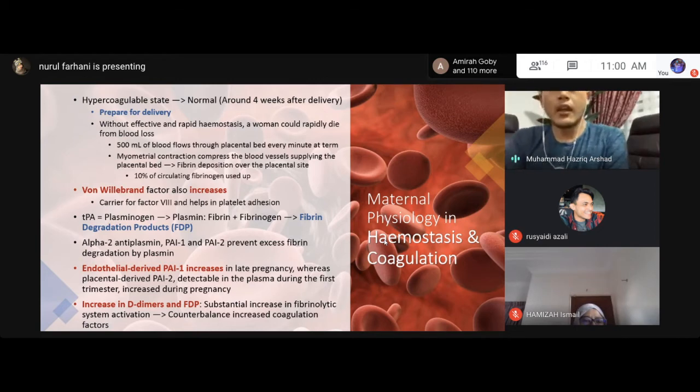Other than that, there will also be an increase in plasminogen activator inhibitor 1 and 2. This will prevent excess fibrin degradation by plasmin, which means plasmin will not degrade fibrin, so fibrin can do its work by forming the secondary hemostatic plug. And I also showed you the increase in D-dimers because of the increase in fibrinogen, and fibrinogen will lead to increased fibrin degradation into D-dimers. Okay. Next.